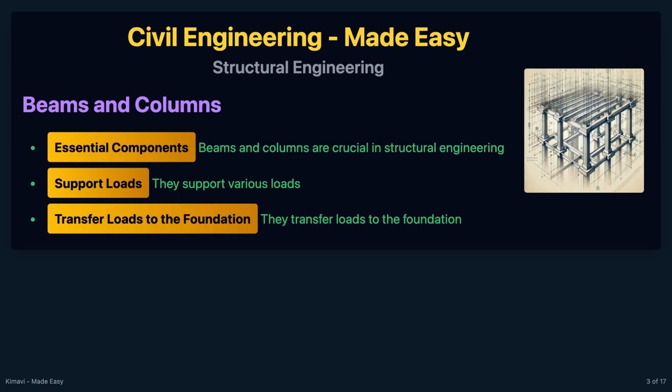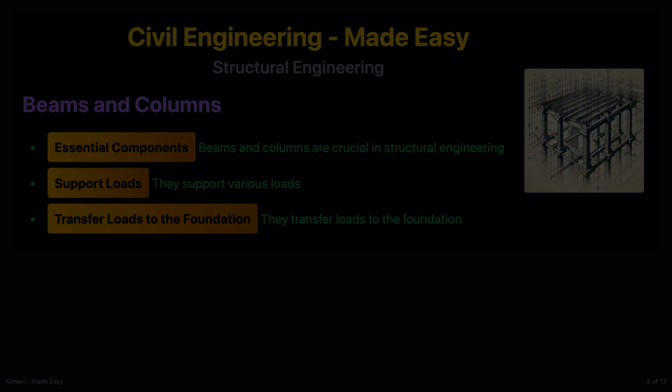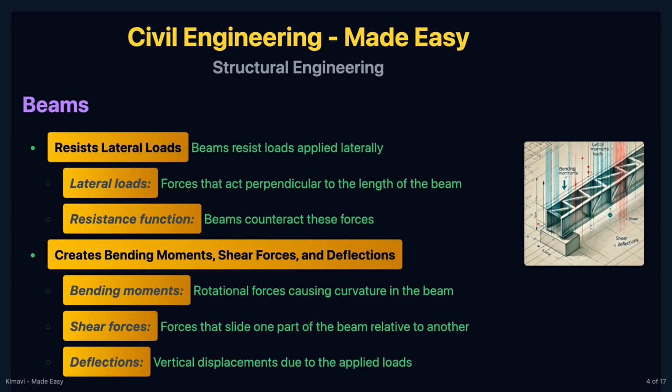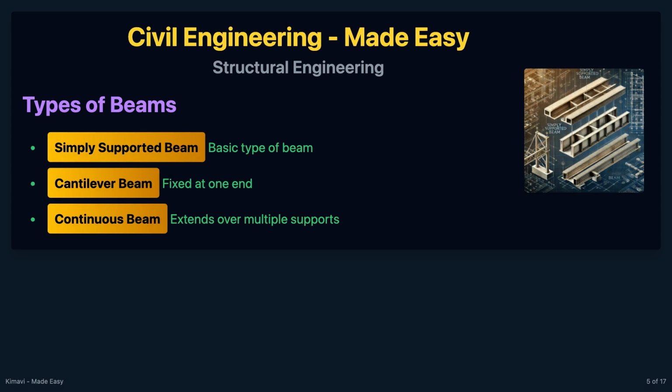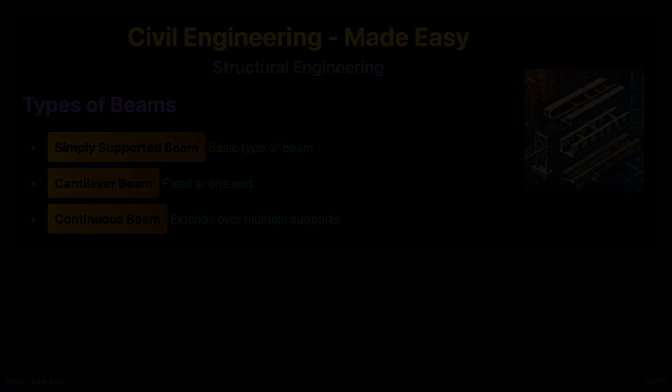Beams and columns are essential components in structural engineering. They are used to support loads and transfer them to the foundation. A beam is a structural element that primarily resists loads applied laterally to the beam's axis. These loads create bending moments, shear forces, and deflections in the beam. There are different types of beams, including simply supported beams, cantilever beams, and continuous beams. Each type has its own characteristics and applications.